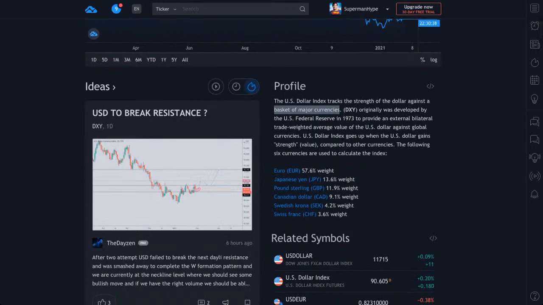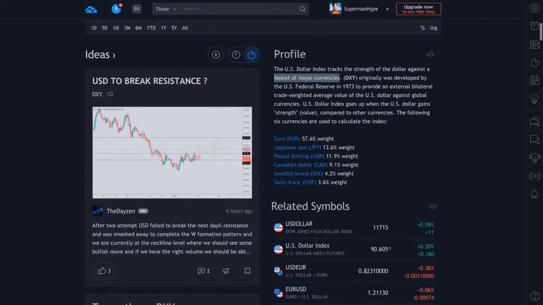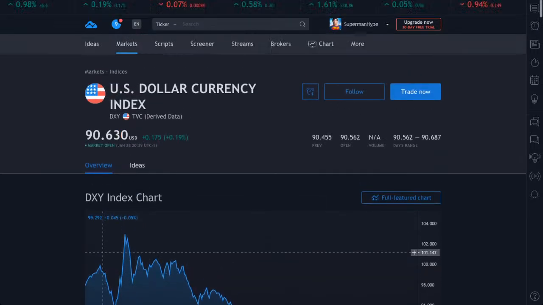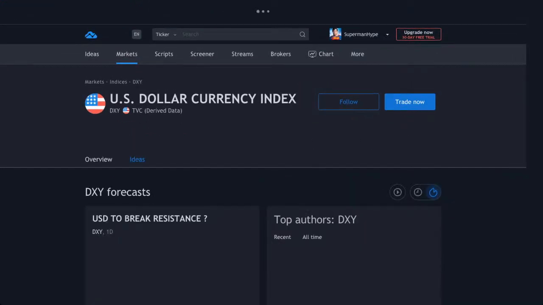So it'll be the US dollar against maybe a couple others. Let's have a look at what they are. Euro, Japanese yen, the pound, Canadian dollar, Swedish krona, and the Swiss franc. And here are the weightings they're weighted against. So the US dollar is going up or down versus these. Pretty neat. And you can see people making commentaries and ideas there. I think that looks pretty good. And obviously there are some ideas for where that's heading.